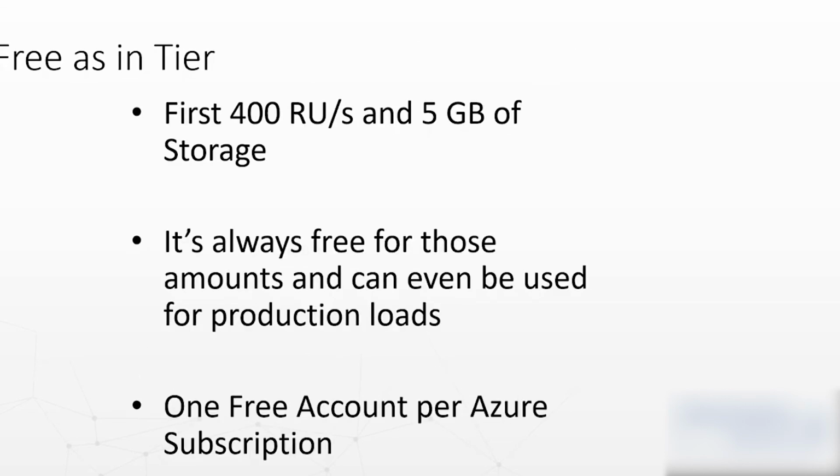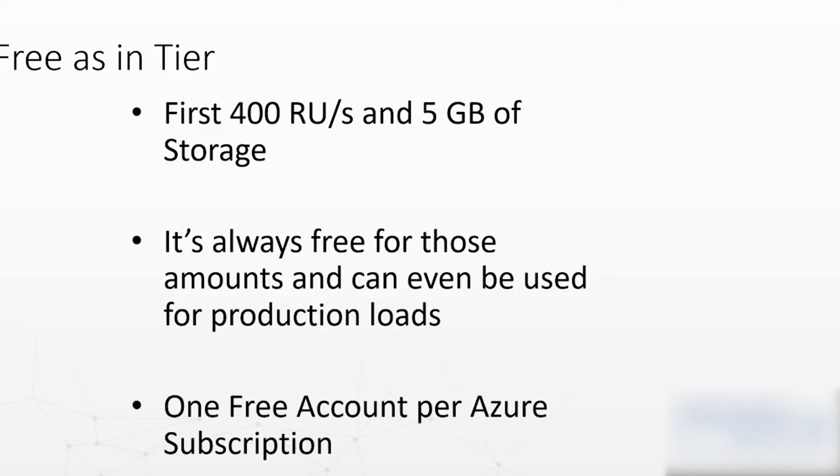And as I did reference a couple times, there is a free tier, which allows you those first 400 RUs and 5 gig of storage free. It's kind of cool. It's free even for production loads. So if you have a very small application, and you're not going to go over those things, it'll be free. Now you can go in and set up something higher than that. So say you go in and you set it up for 1,000 RUs, it'll be free until you go over that, right? Only one per account, though. That is sort of the downside of that.